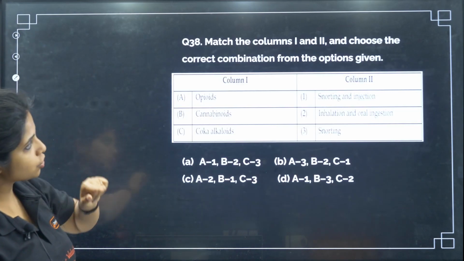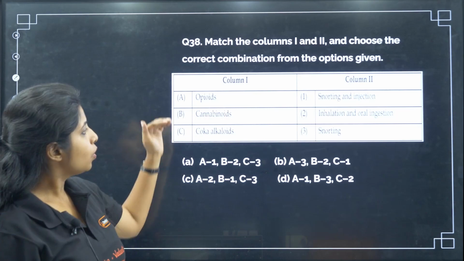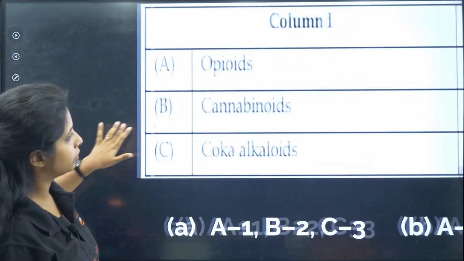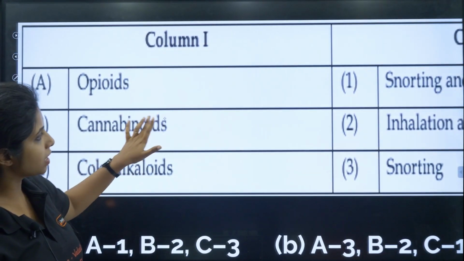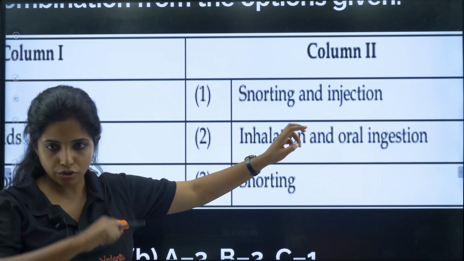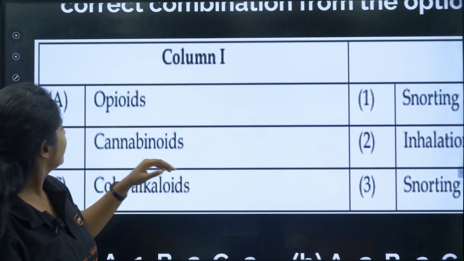Next, match column 1 with column 2 and choose the correct combination from the options given below. Opioids, cannabinoids, coca alkaloids. I'll zoom this in and show it to you. So opioids, how do you take it? Which method? Snorting and also injection. Snort it or inject it, that is the thing.